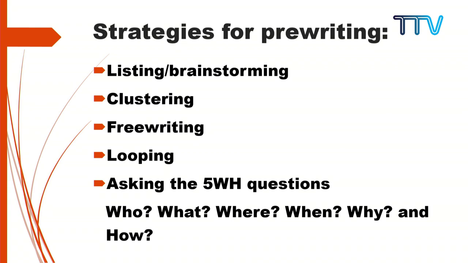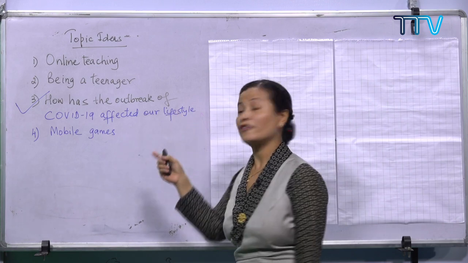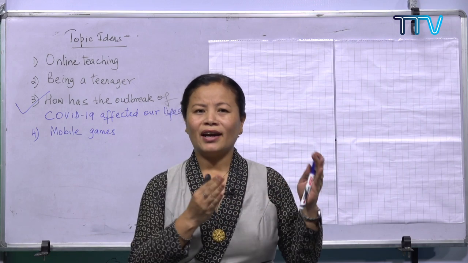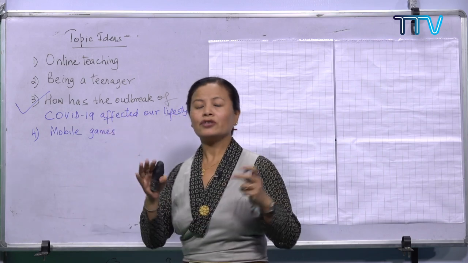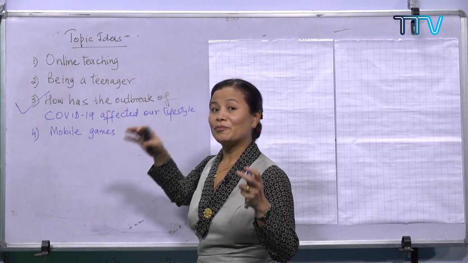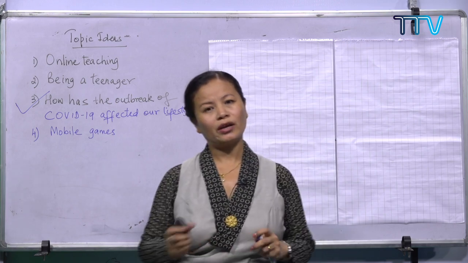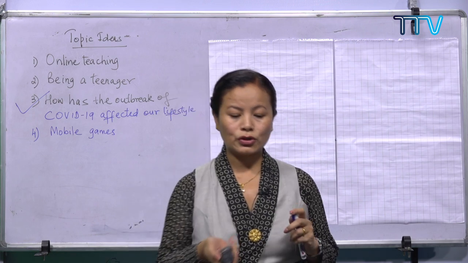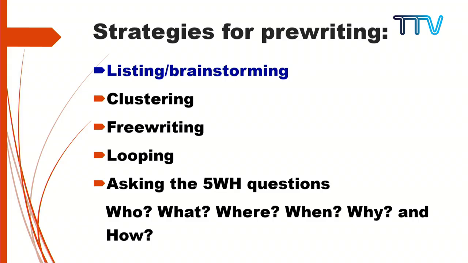Okay, so today, keeping the topic in mind, the topic is, how has the outbreak of COVID-19 affected our lifestyle? So sometimes the strategy that you are going to adopt depends on the topic itself. Okay, so which strategy would be most suitable for writing a piece of composition on such a topic? So I feel brainstorming would be helpful. When you start brainstorming, and then listing. Okay, look at the slide. Out of the strategies, what I'm going to choose today is listing, which is brainstorming.